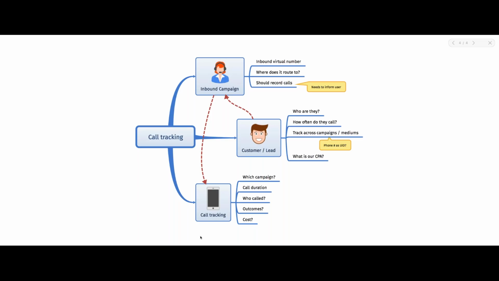We can record the calls. We need to really tell them about that. And then once they have actually called and we can see where they're calling and have routed them to the right place, then we can look at the stuff that we want to track. So who are they? How often do they call?